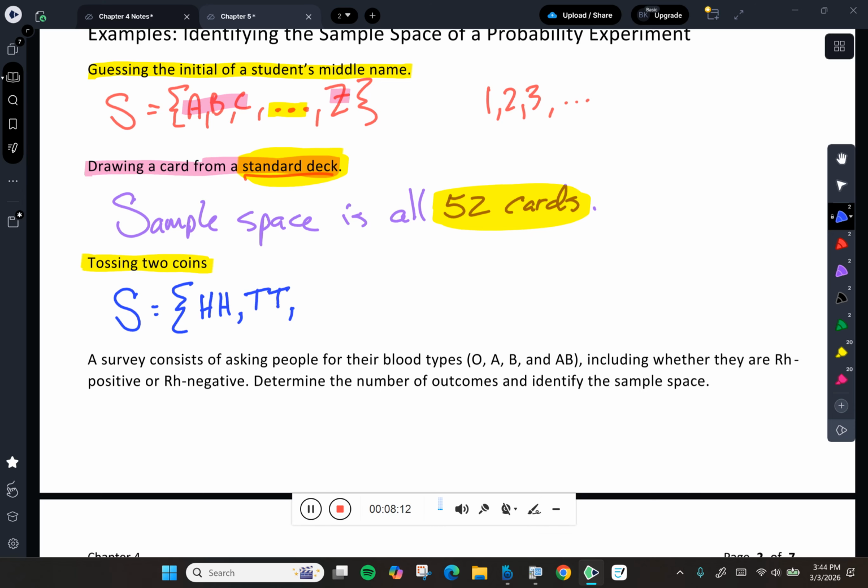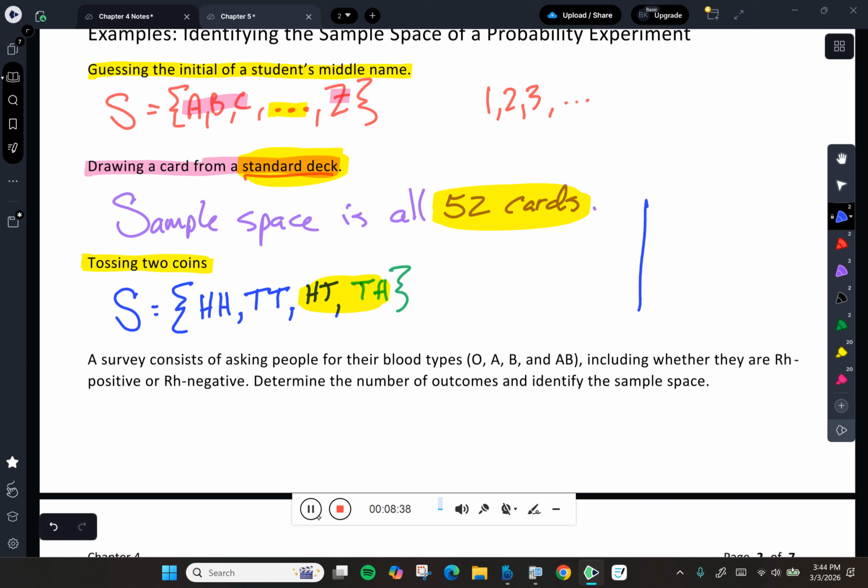Here's where things are going to get tricky. Most people will agree that one possible outcome is heads and tails, and here's the one that people aren't going to like. Tails, heads. Are these two different? Whoa, undo that. Is the outcome heads, tails different from the outcome tails, heads?